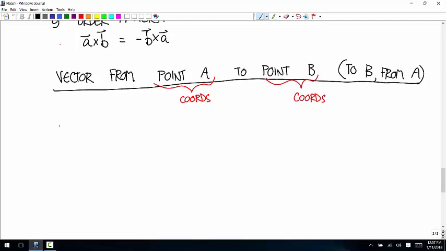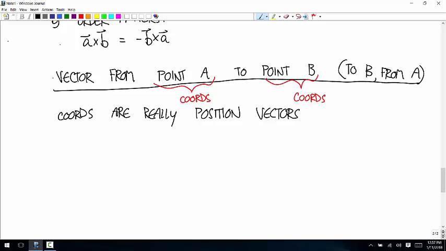So what's the difference between coordinates and vectors? Really nothing. You can think of the coordinates as a position vector. They're a vector that goes from the origin to the location of the object. So coordinates are really position vectors. And so you can do vector operations with coordinates the same way you can with other vectors.